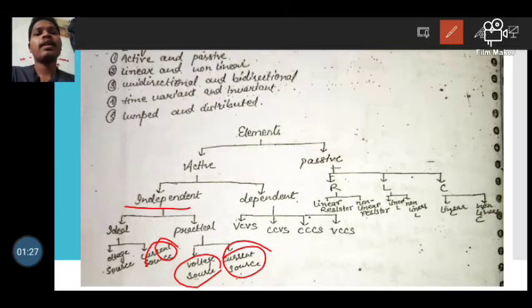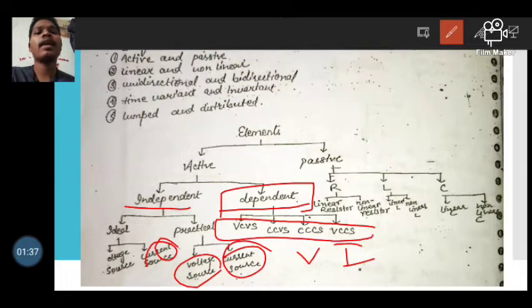Like the independent sources, there are dependent sources also. They can be dependent voltage sources and current sources. There are four types of dependent source: voltage controlled voltage source, current controlled current source, current controlled voltage source, and voltage controlled current source.